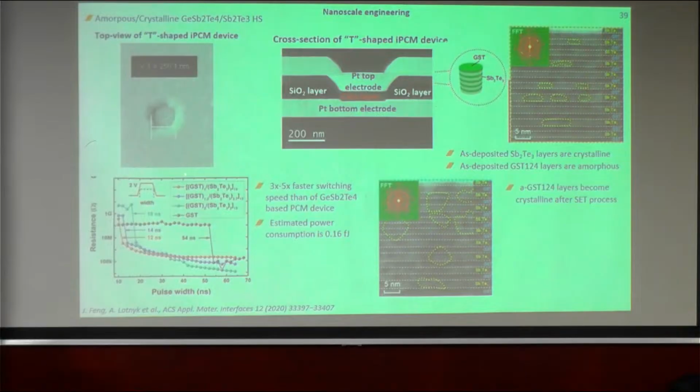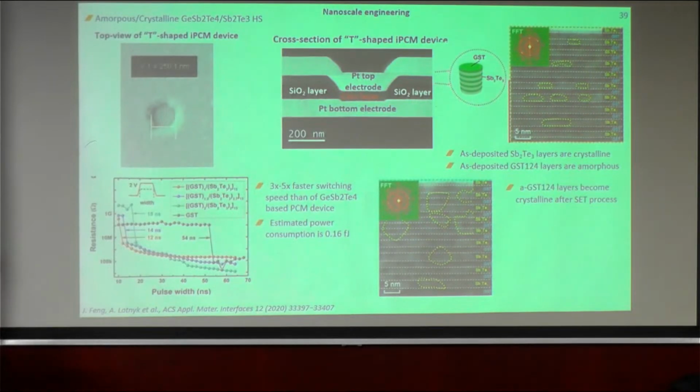So it improves the crystallization time, the switching time, which in this case is the set time. And if you compute the power needed for this process, it's also very low. It requires about 0.16 femtojoule.